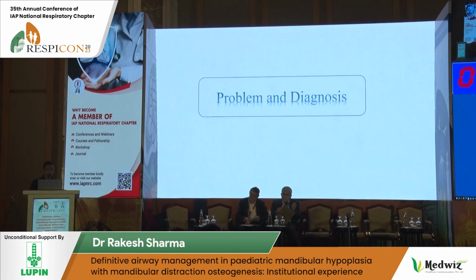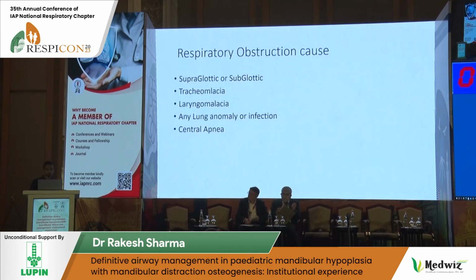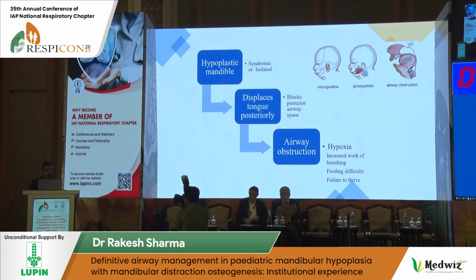Now, where is the problem and how to diagnose it? The problem is the respiratory obstruction, which can be at the supraglottic or subglottic region. It can be tracheomalacia, laryngomalacia, any lung anomaly, or any infection or central apnea. My focus will be on hypoplastic mandible, which leads to displacement of the tongue posteriorly and then the obstruction of the posterior airway space, leading to hypoxia.